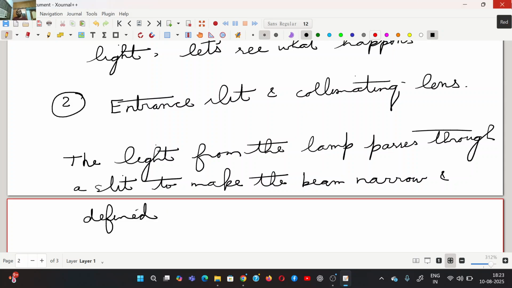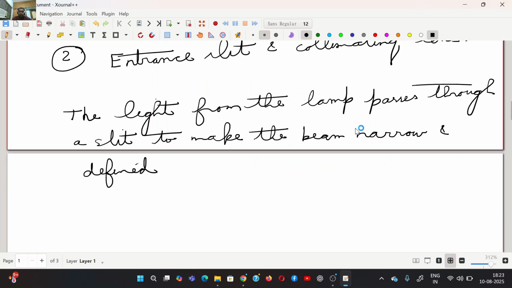So the light from the lamp passes through a slit to make the beam narrow and defined. And what does this collimating lens do? It basically straightens the light. Collimate basically means straighten.